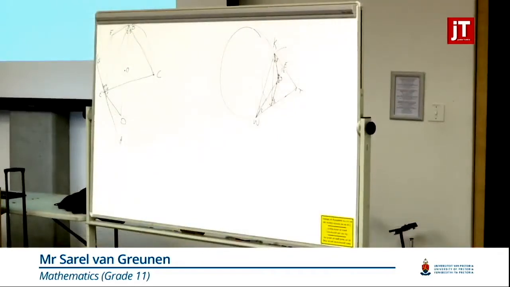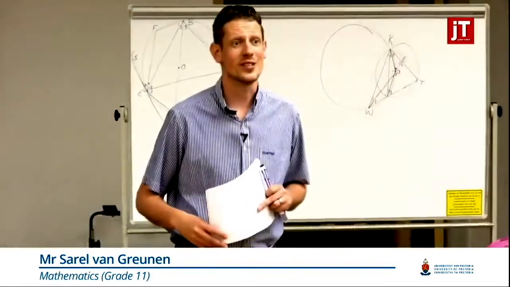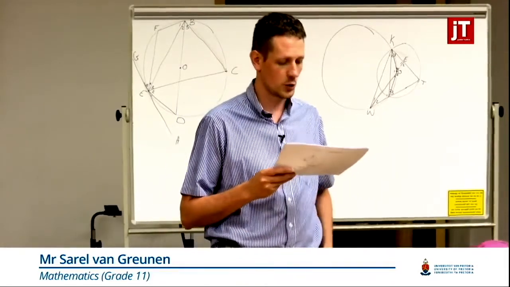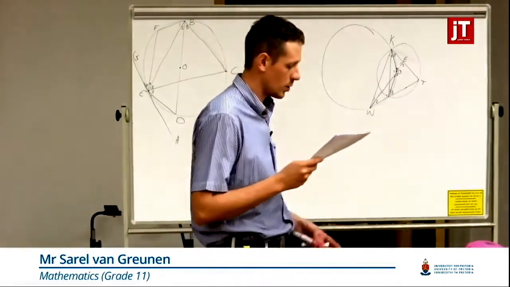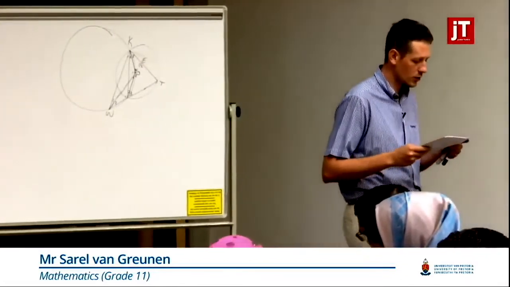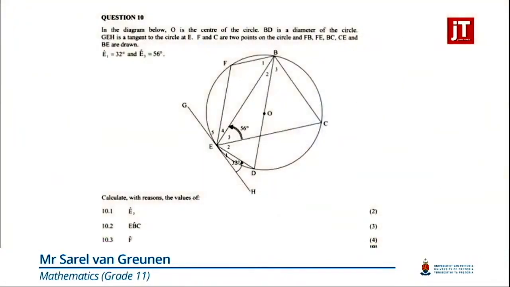So, ladies and gents, how do you guys usually approach geometry? Out of experience with my classes. In the diagram below, O is the center of the circle. BD is the diameter of the circle. GEH is a tangent to the circle at E. F and C are 2 points on the circle. FB, FE, BC, CE, and BE are drawn. With E3 or E1 being 32 and E3 being 56. Calculate with reason E2.